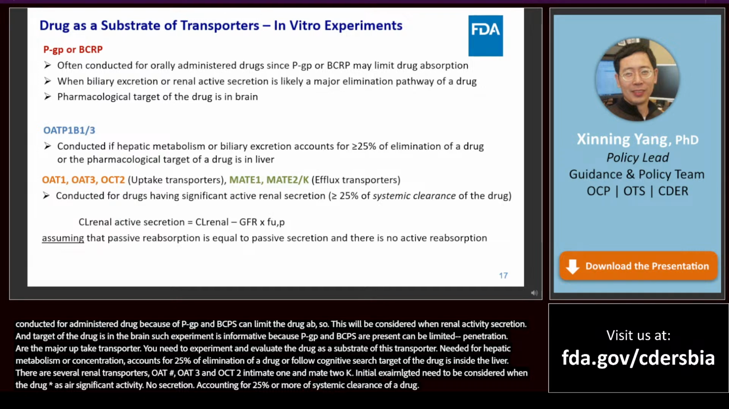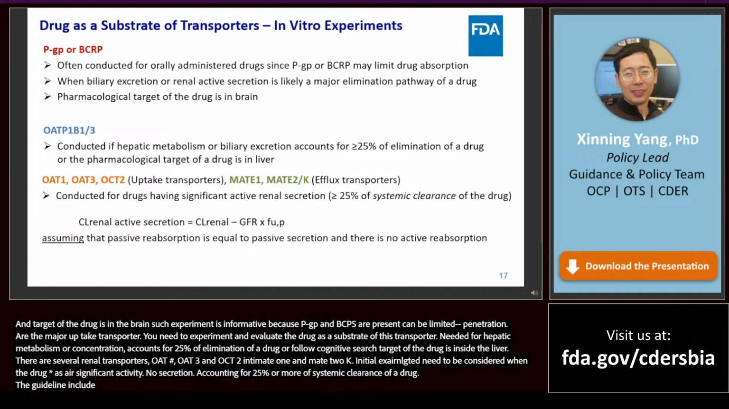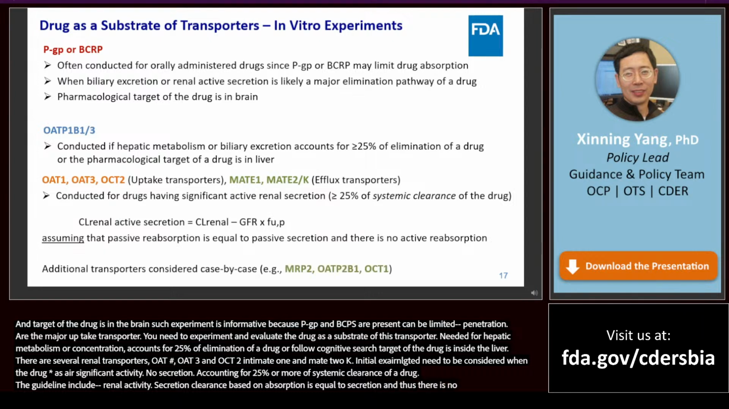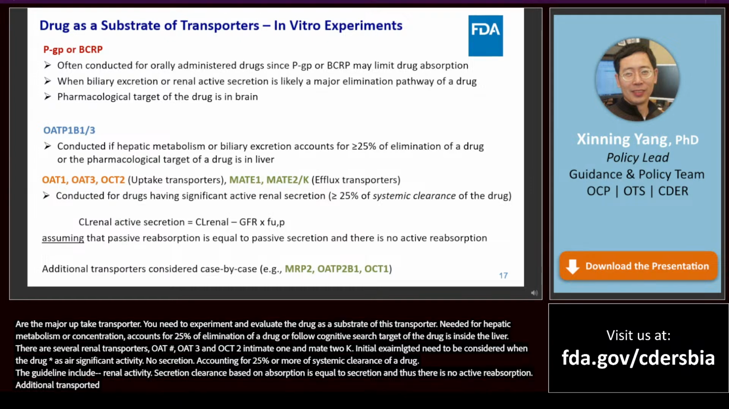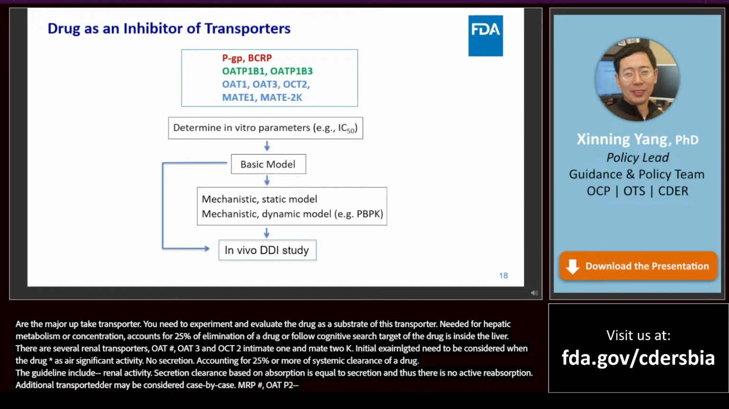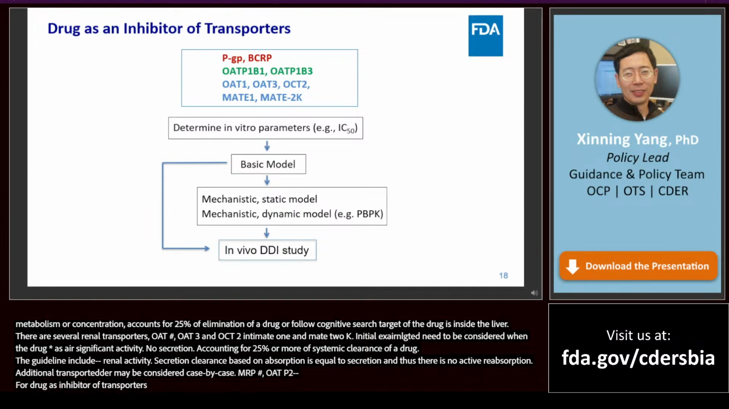The guidelines include an equation to estimate the renal active secretion clearance, based on the assumption that passive reabsorption is equal to passive secretion, and thus there's no active reabsorption. Additional transporters may be considered case by case, for example, the efflux transporter MRP2, the intestinal uptake transporter OATP2B1, and the hepatic uptake transporter OCT1. For a drug as an inhibitor of transporters, here are the major transporters usually evaluated.